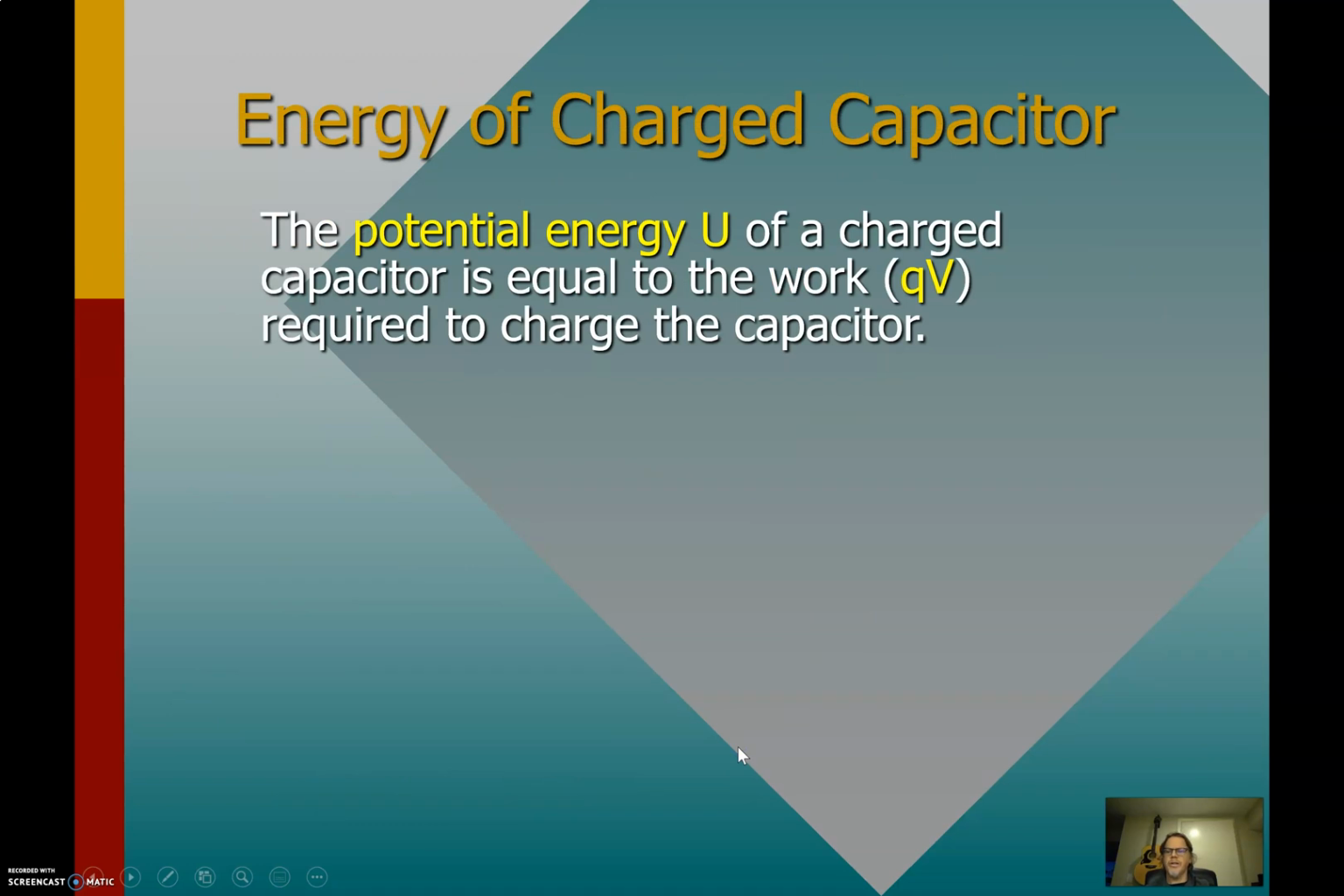All right, finally the energy. We're going to stop at the energy thing right here because we're at 14 minutes and I only have 1 minute, so we're going to take another video to talk about how much energy is stored onto this.